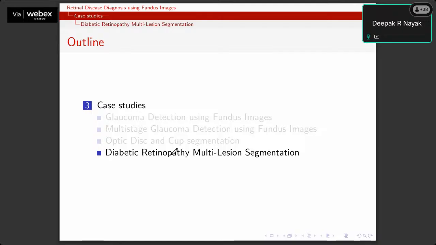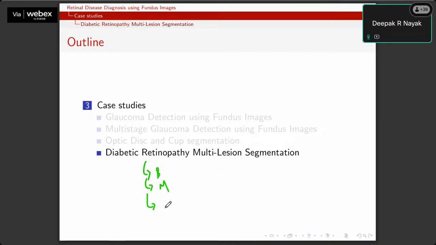Now we will talk about another case study, which is diabetic retinopathy. We've seen one case study on glaucoma detection, and now we will see a case study on diabetic retinopathy. Again, there could be multiple types of tasks on this problem, like binary and multi-class, which is known as diabetic retinopathy grading. There could be different grades which you can consider on diabetic retinopathy.